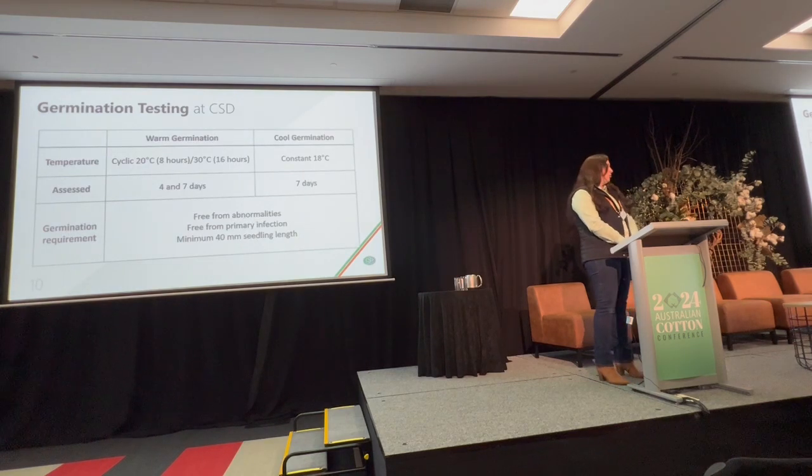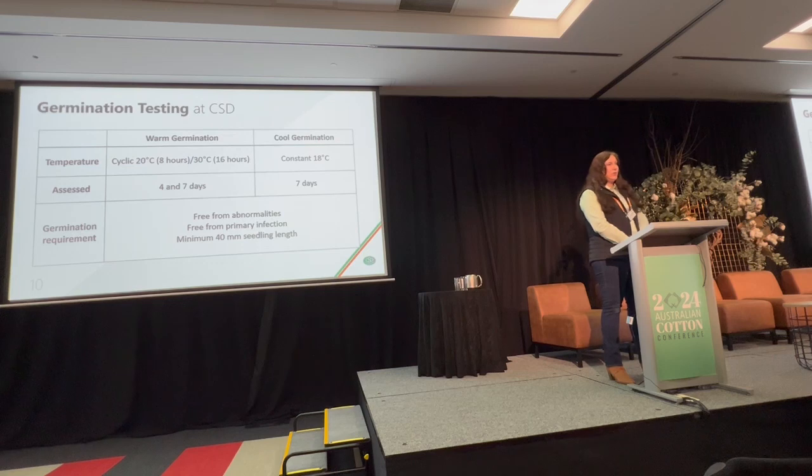So if we compare the two test methods, if you have a look, the warm germination test is conducted at a cyclic 20/30 temperature regime, and it's assessed at 4 and again after 7 days. Whereas the cool germination test is assessed at a constant 18 degrees, and it's assessed only after 7 days. But for both tests, to be considered normally germinated, the seedling needs to be free from abnormalities, free from primary infection, and have a minimum seedling length of 40 millimetres. So if you have a look at this information, you can see that the tests and the manner that they're conducted is quite similar. However, the information that they provide and how that information should be utilised is actually quite different.